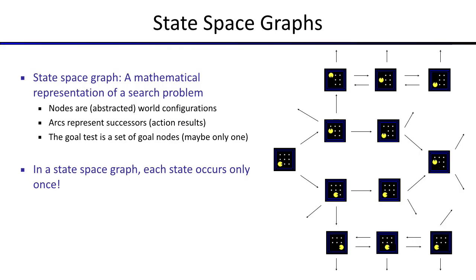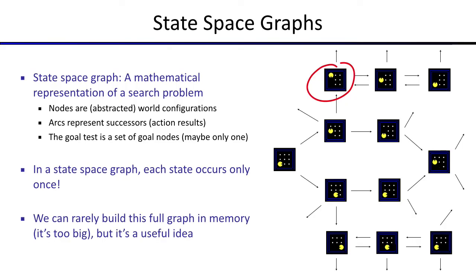That's an important point. The goal test is a set of goal nodes. So I mentioned those other two points, but in this graph, there are going to be 9 different states somewhere in here where there are no food pellets left on the board. And so the goal test is: is Pac-Man in one of those states in this graph? In a state space graph, each state occurs only once, like I said. There's this cycle here because if you ever end up back somewhere you've already been, then you're back at a state in the graph where you've already been. And we can't build it in memory.